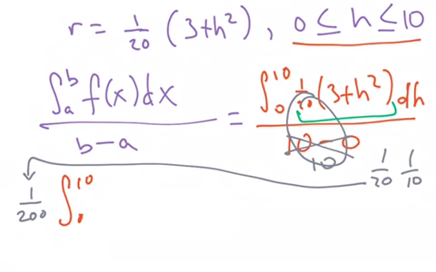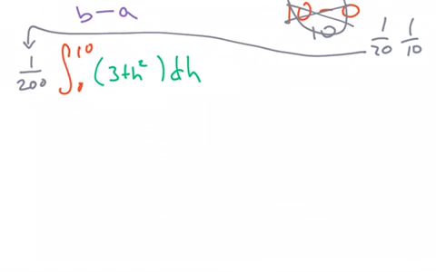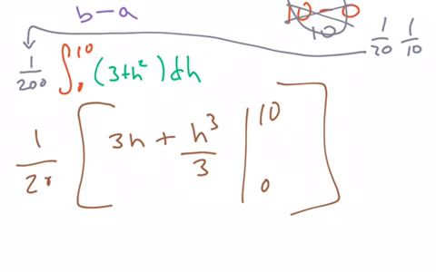This part here, I'm just going to rewrite inside: 3 plus h squared dh. So all I have to do is integrate 3 plus h squared dh. If I integrate that, I get 3h plus h cubed over 3 from 0 to 10. And all of this is getting multiplied by 1 over 200.